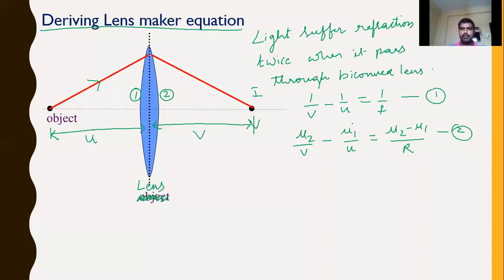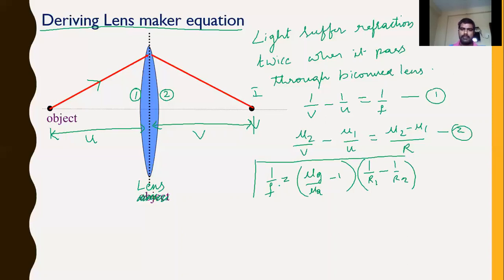Now using these two equations, we are going to derive the Lensmaker formula, that is 1 by f is equal to mu g by mu a minus 1 into 1 by r1 minus 1 by r2. This is called the Lensmaker equation. We are going to derive this using the above two, equation 1 and equation number 2.